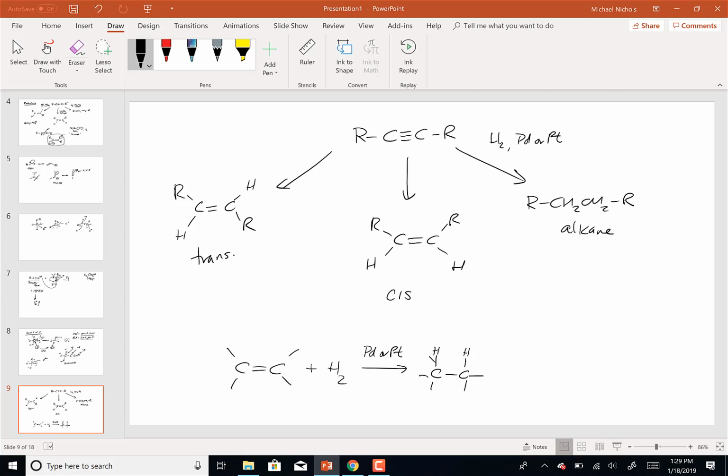So Lindlar was, I believe, the first one to say, if I take my palladium metal and I add something like, I think it was either barium oxide or barium carbonate to it. We'll just say it was barium oxide. And then he had this, it wasn't a naphthalene, it was a quinone. Or it was something that looked like that.